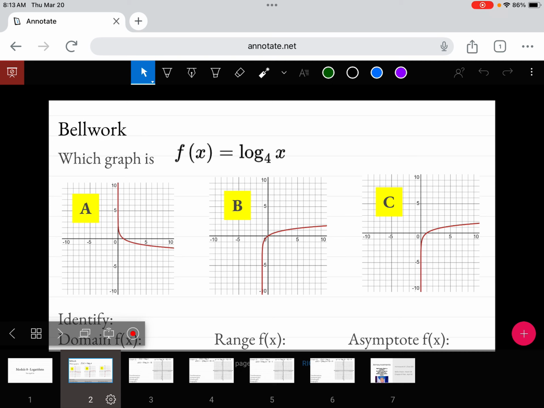So, do we have any instinct on which one of these it might be? A, B, or C? Or are there any that we could rule out?